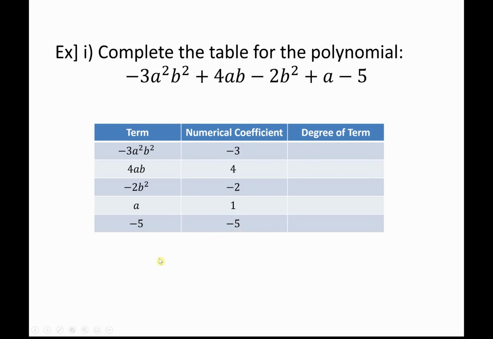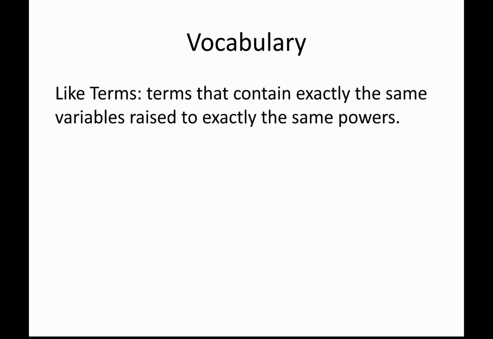Now it's the degree of each term. Remember, the degree of a single term is the sum of all the exponents of the individual variables. So for this first one, it'll be a 4, and the second one it'll be 2, if I'm not mistaken, because the A has a 1 exponent and the B has a 1 exponent, not shown. And then it'll also be a degree of 2 for this third term, a degree of 1 here, a degree of 0 for any constant term. So we should have the following values here. Let me know if you have any questions about this when we come into class.